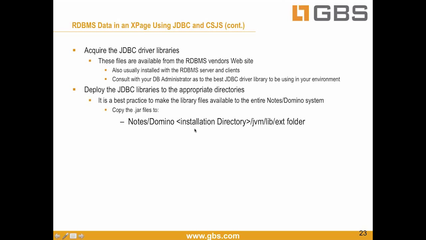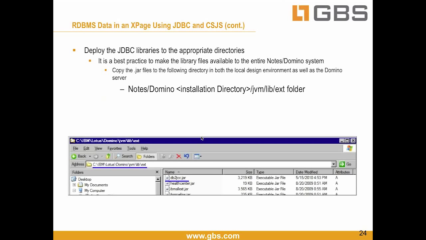And you're going to drop that into the Notes Domino installation directory in the jvm/lib/ext folder for extension. Once that jar file is there and the server is restarted, or when the server starts up, that's going to add all the classes in that jar file to your existing Java class path, which means that we can basically call that code from any agent in our system.